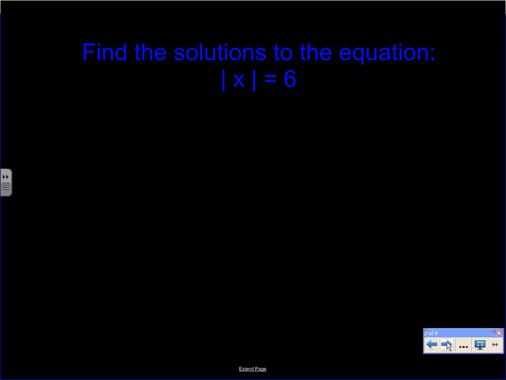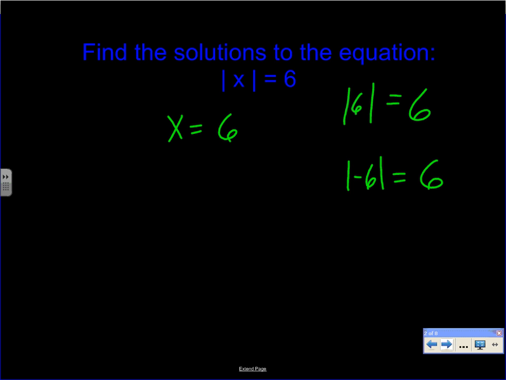For this problem, it says the absolute value of x is equal to 6. A lot of you might think, well, x can equal 6. Yes, you're right, that's true. But don't forget, the absolute value of 6 is equal to 6, but also the absolute value of negative 6 is equal to 6. So there are two answers, 6 and negative 6.